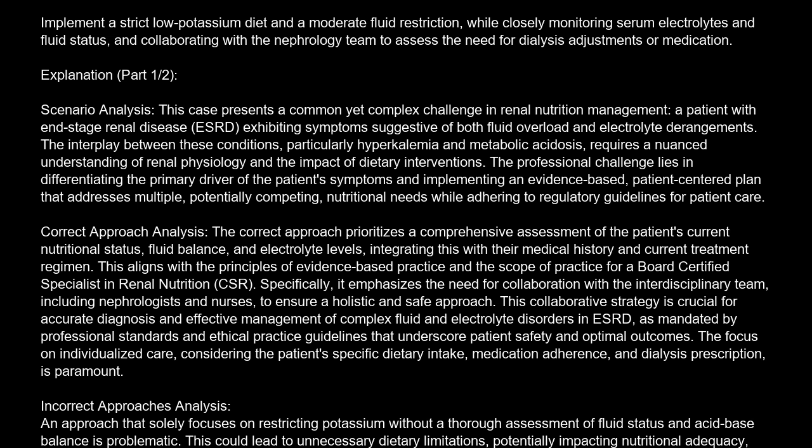This aligns with the principles of evidence-based practice and the scope of practice for a board-certified specialist in renal nutrition, CSR. Specifically, it emphasizes the need for collaboration with the interdisciplinary team, including nephrologists and nurses, to ensure a holistic and safe approach. This collaborative strategy is crucial for accurate diagnosis and effective management of complex fluid and electrolyte disorders in ESRD, as mandated by professional standards and ethical practice guidelines that underscore patient safety and optimal outcomes. The focus on individualized care, considering the patient's specific dietary intake, medication adherence, and dialysis prescription, is paramount.